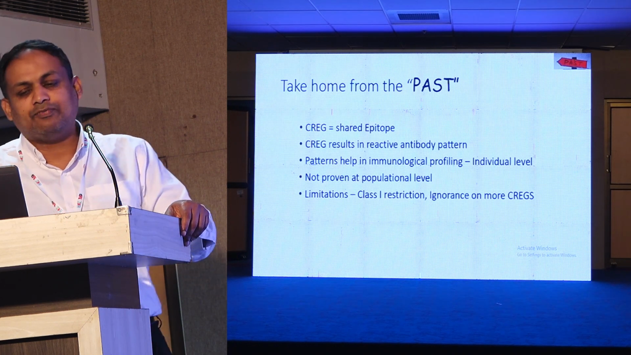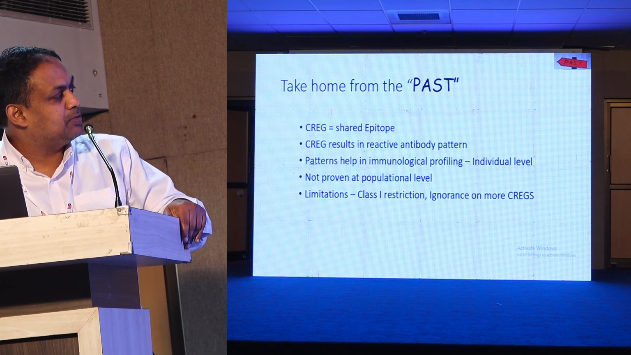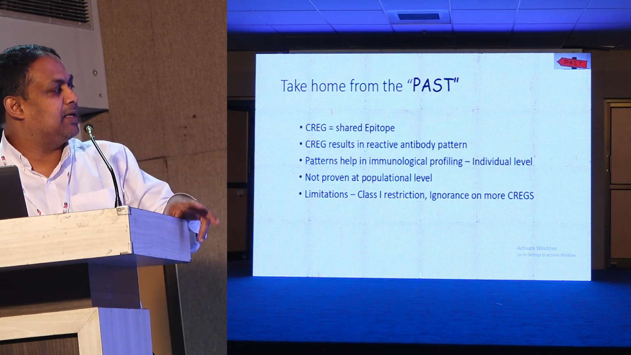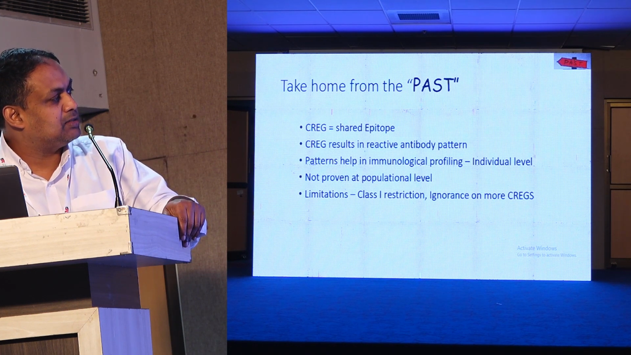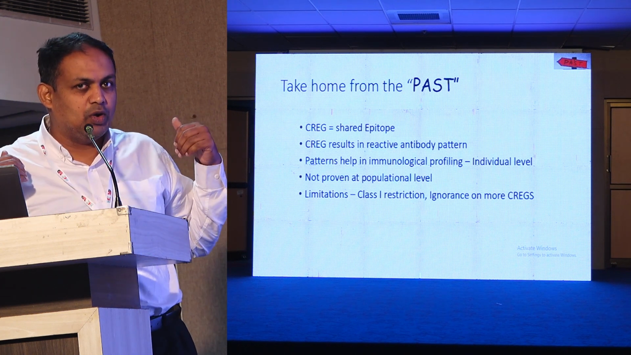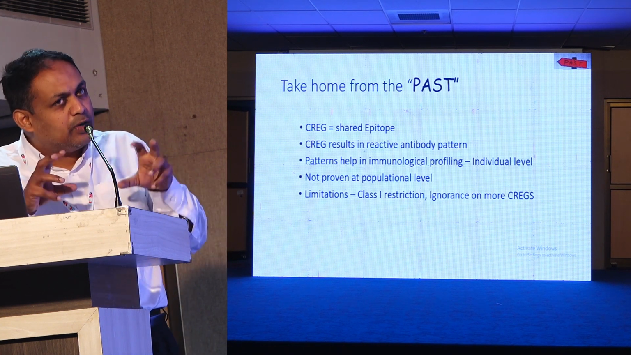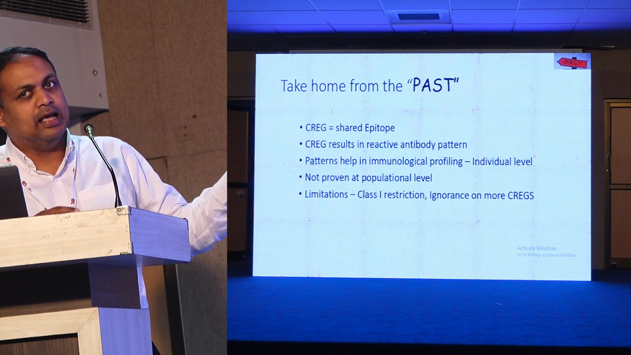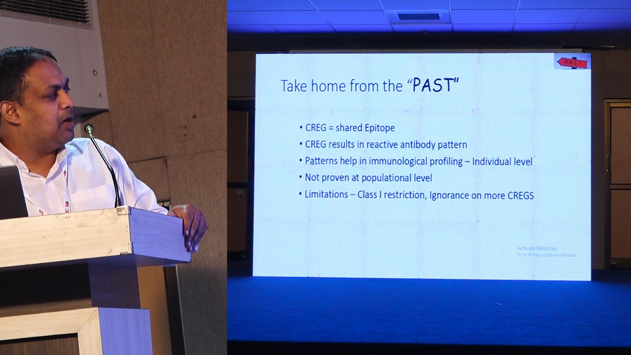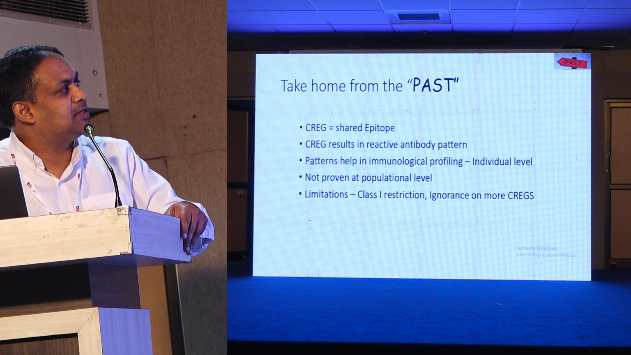So from the past, what we can infer is the idea of CREG, that there are shared epitopes and a reactivity pattern, which is information we had from the past. On an individual level, I know that A2 CREG, and if I have a donor from that A2 CREG, I will try to avoid that donor. So on an individual level, we had data that this patient might have a benefit, but on a population-based allocation level, we did not have enough information at that time.